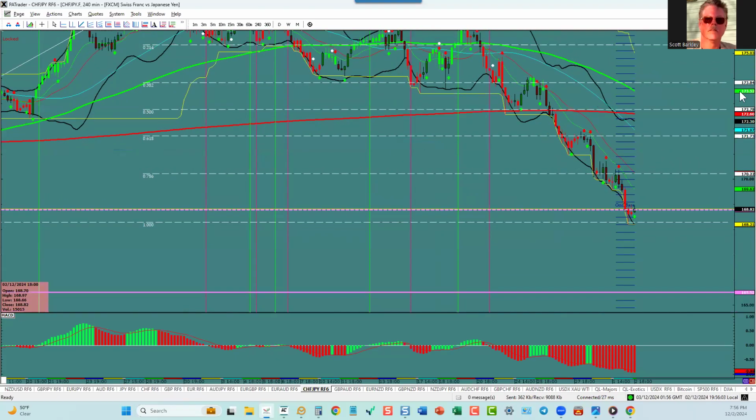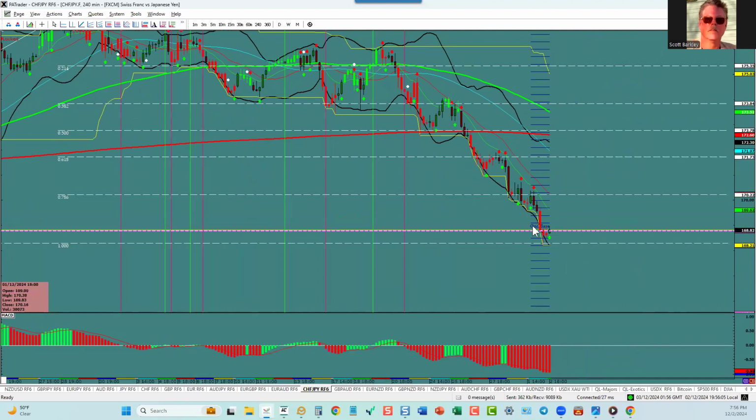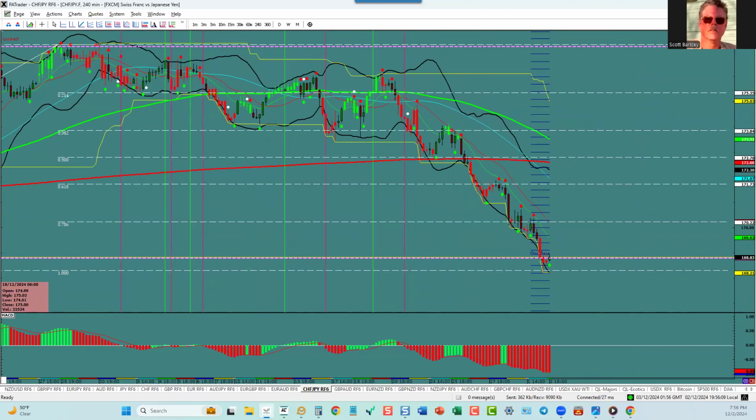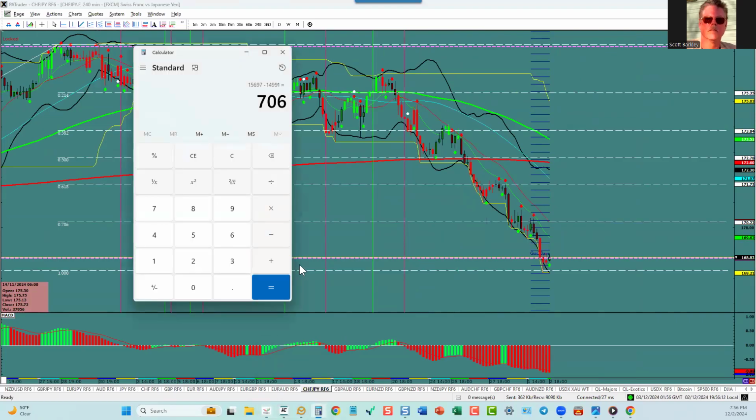So the question is, if we get a buy here, how far are we going? And is it a swing trade? Well, it's a simple matter of taking your calculator out. It's at 177.19 is the top, and we're currently at 168.82. Rocket science, 837 pips on the Swiss yen to the upside. Whew, that's a big trade if it happens.